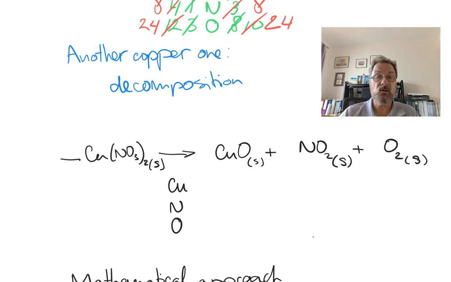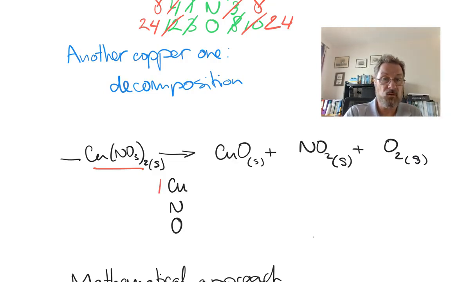Okay, last one, another copper one. This one is a decomposition reaction, because we started off with copper nitrate, or copper 2 nitrate properly, and we make copper 2 oxide. It's that black stuff, the very fine powder, and we also make NO2 gas and oxygen gas.